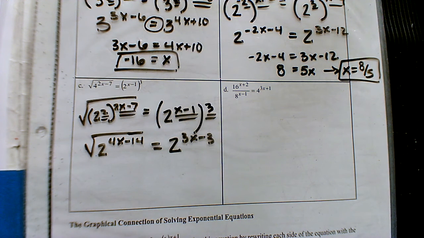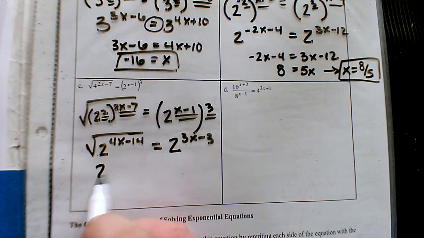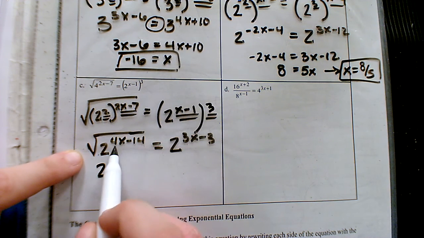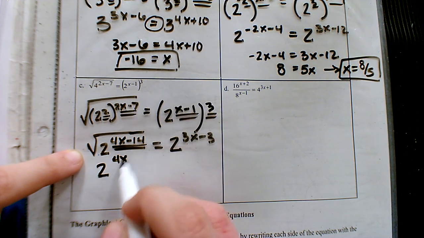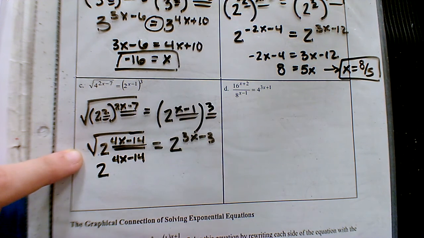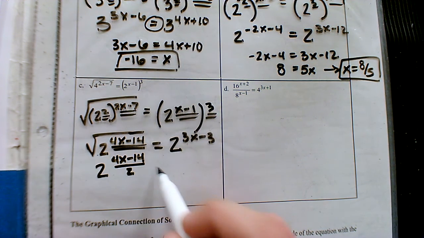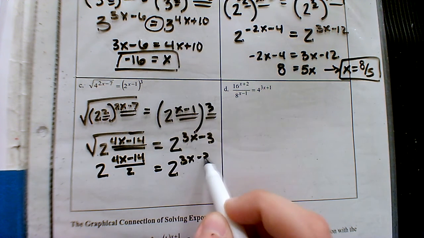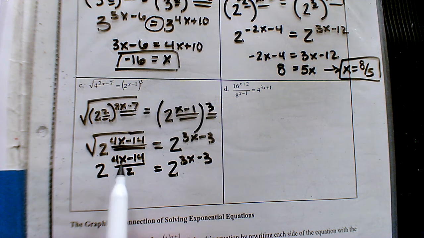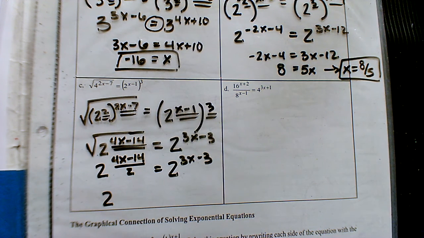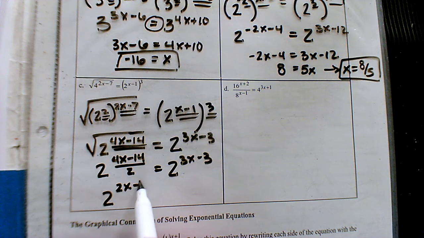Alright, any other ideas where we can go from there? Yeah, square root. Okay, so if we convert a root back to a power, the inside exponent is the top of the power, and then the type of root is the bottom, aka denominator. So if I take 4x minus 14 divided by 2, and divide each number individually, we'll have 2x minus 7.